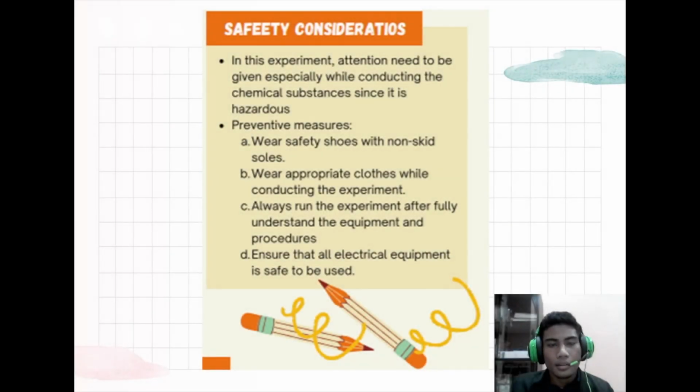For safety considerations, in this experiment there are several chemical substances being used. Thus, it is crucial to pay full attention while handling the chemical substances since they are hazardous. Other than that, preventive measures such as wearing safety shoes with non-skid soles, wearing appropriate clothes while conducting the experiment, always running the experiment after fully understanding the equipment and procedures, and ensuring that all the electrical equipment is safe to be used also need to be taken so that any unwanted accidents can be avoided.